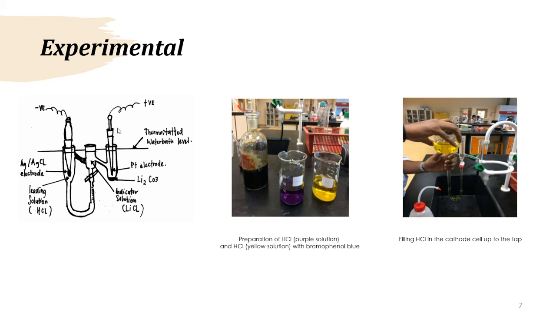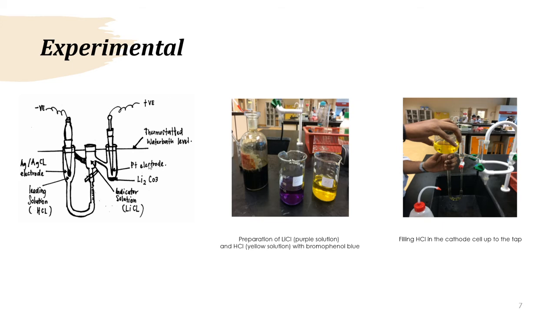Once you have done that, now you rinse this side with the lithium chloride, the purple solution. Rinse a few times until it's not contaminated by the HCl, so then you can fill in this side with the purple solution, and you add here a little bit of lithium carbonate, so that you can suppress the production of H+.